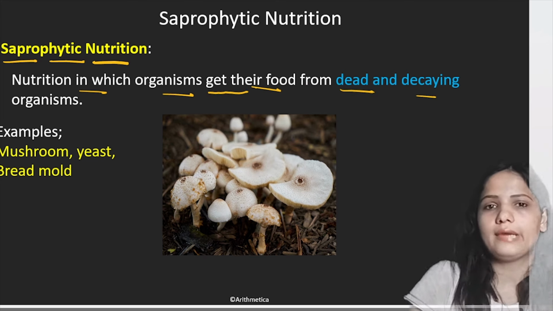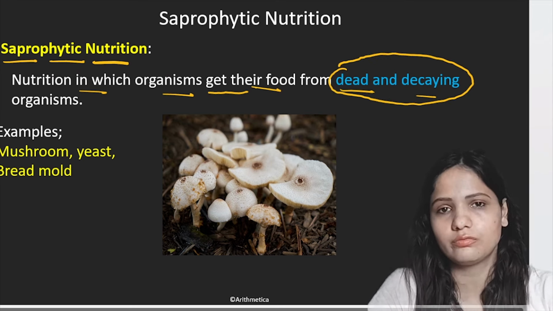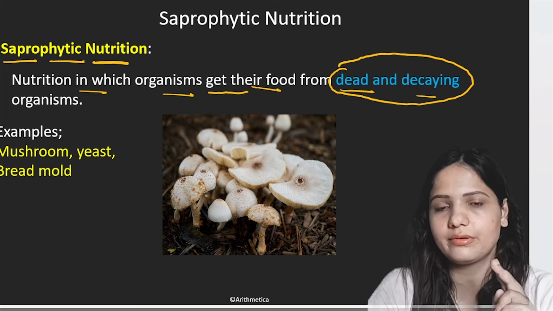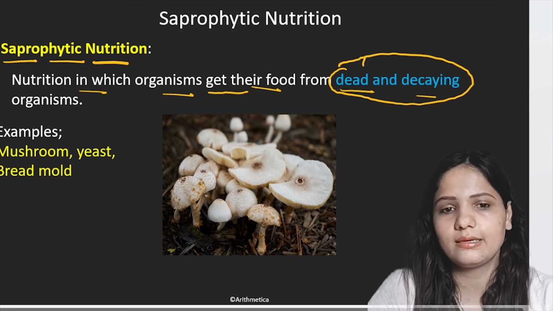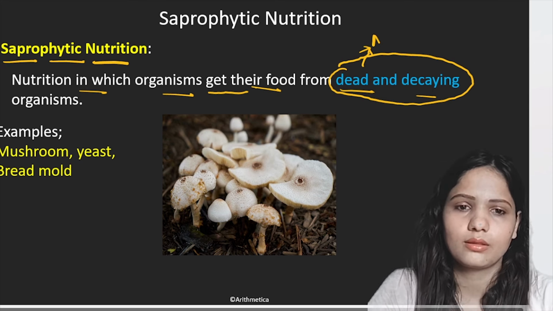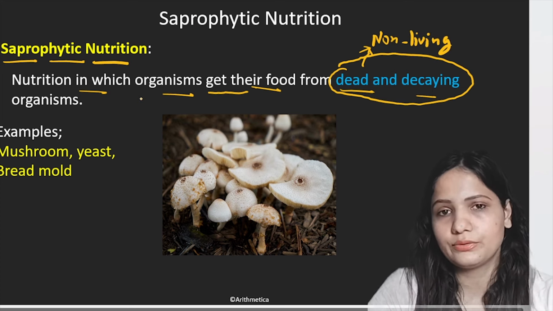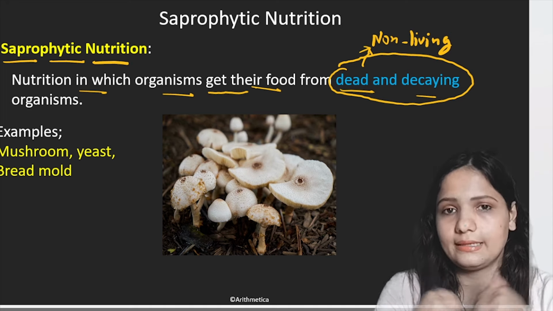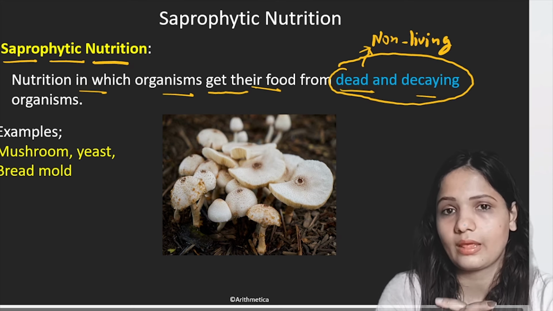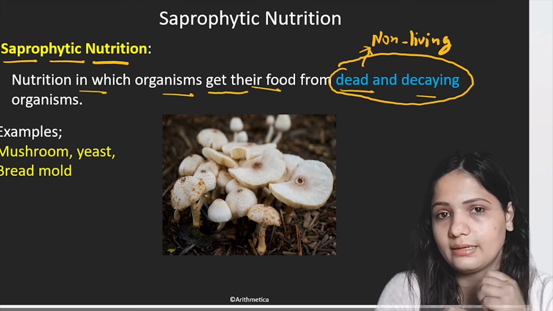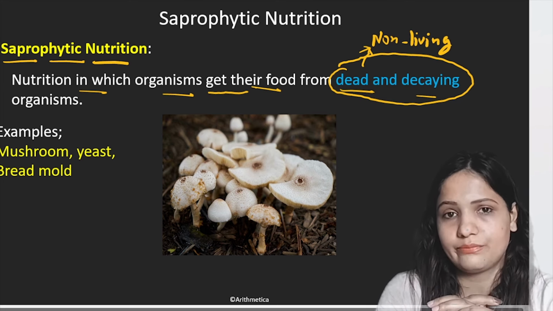All right, we have another term, dead and decaying. Remember these two words to include in your definition. Wherever you explain saprophytic nutrition, you have to mention these two words, dead and decaying. Dead and decaying means the non-living ones. This is the nutrition in which organisms intake dead and decaying organisms for their food requirements. Let's say they feed on dead plant leaves, dead organisms. They feed on such kind of things, and that is known as saprophytic nutrition.